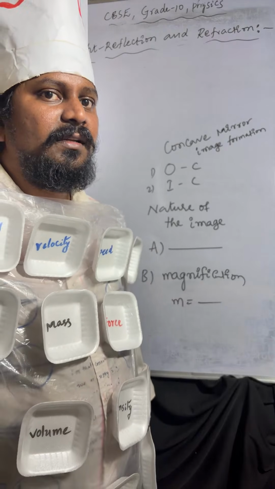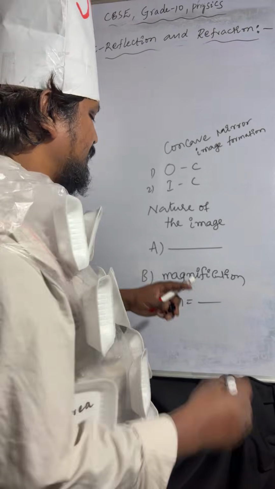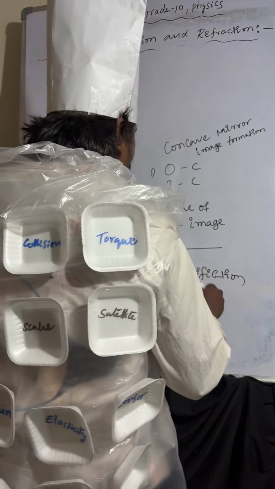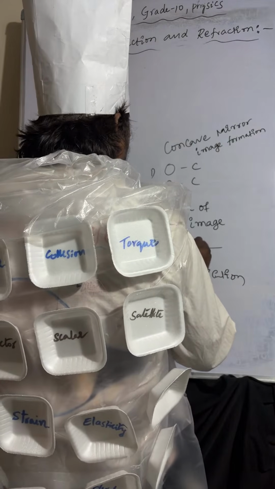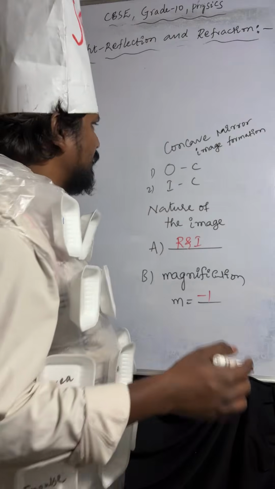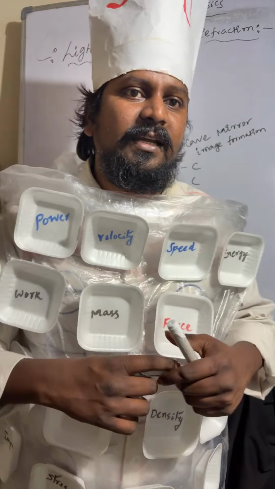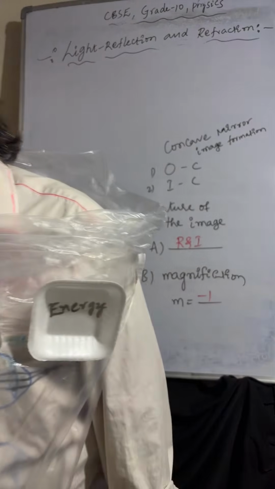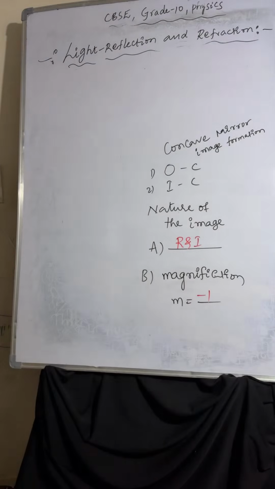Do it as homework. The nature of the image is real and inverted, and magnification is -1. In concave mirror the image will form at C, so the nature of the image is real and inverted, and the size of the image is the same size. So magnification is -1, because the image is the same size as the object at C.